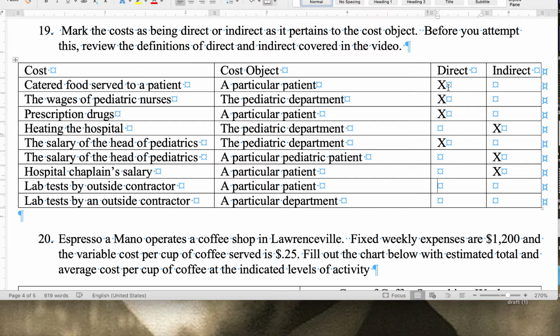Can we trace that to a particular patient? Yeah, we sure can. We have a specific test, maybe a blood test or something that we need to run on a particular patient. We know how much that particular test costs. We can easily and conveniently trace it without doing any calculation.